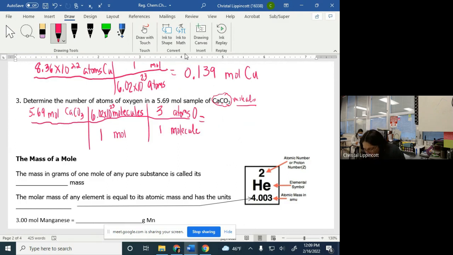So wait. I don't need explanation, but step by step. How do we times it and divide it? What order? So when you're putting it in your calculator, you're going to take everything that's across the top and you're going to multiply. 569 times 6.02 times 10 to the 23rd. Okay. Times 3. Now, in this case, the bottom is going to be 1 and you're dividing by 1. So you can stop at this point.